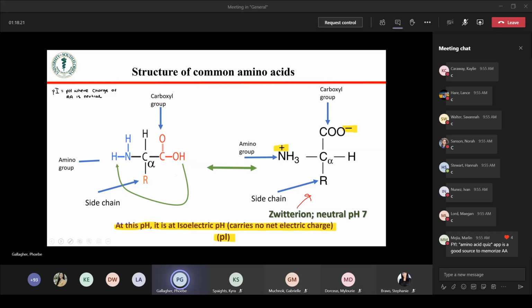So the idea here is that at a neutral pH, your amino group is going to take the hydrogen from the carboxyl group so that now it exists in this neutral charge called a Zwitter ion. So this whole thing is called a Zwitter ion, and the pI is the pH at which this Zwitter ion exists.